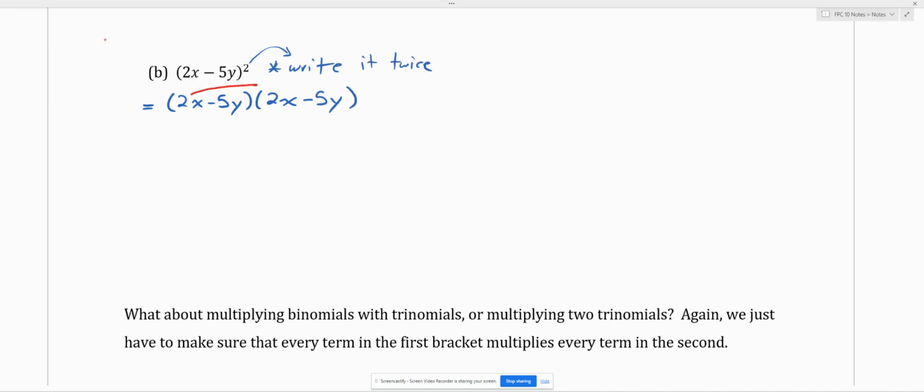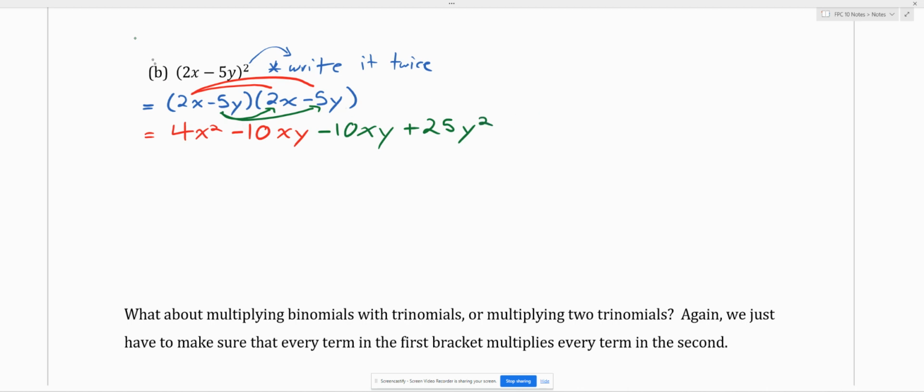Again, first term times this first term is going to give me 4x squared, and 2x times the -5y is going to give me -10xy. And we're going to go down below this time, and we have -5y times the 2x is again going to give me -10xy. We write it always alphabetical. We don't write it as yx, we write it xy. And then we go -5 times -5y is going to give me +25. Y times y is y squared.